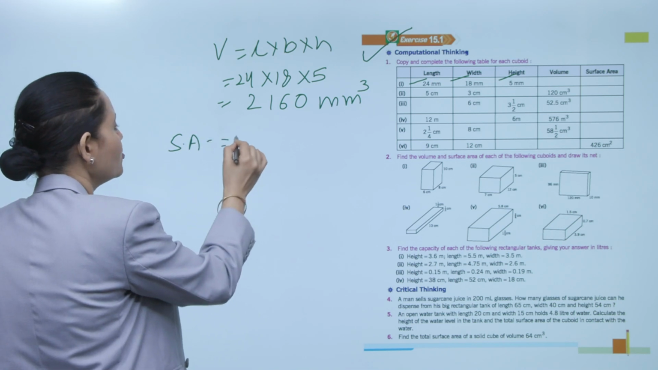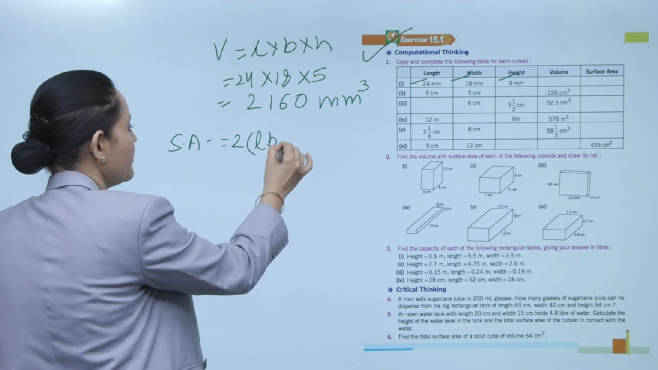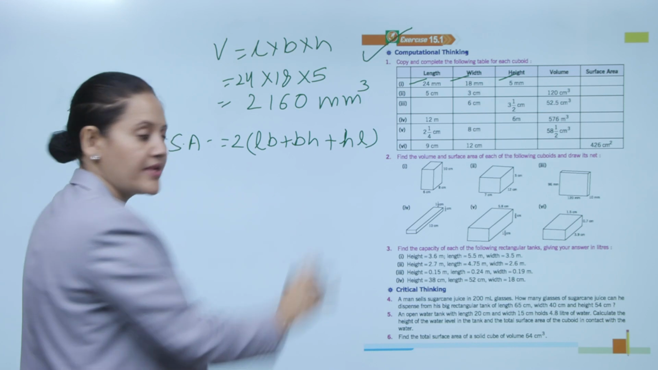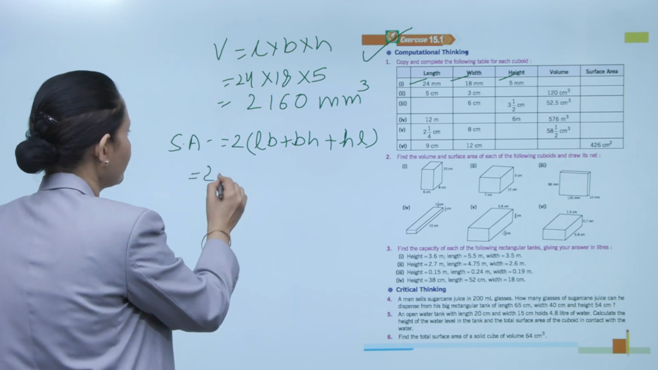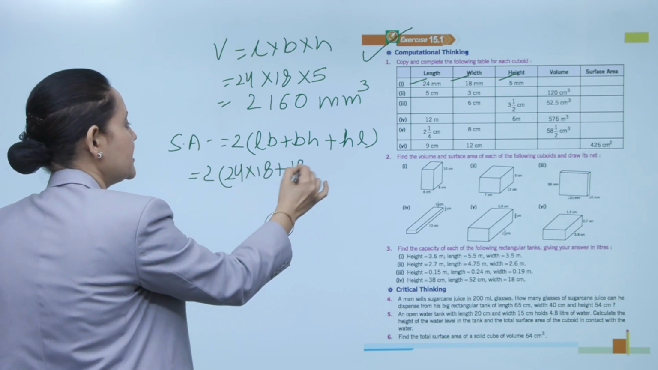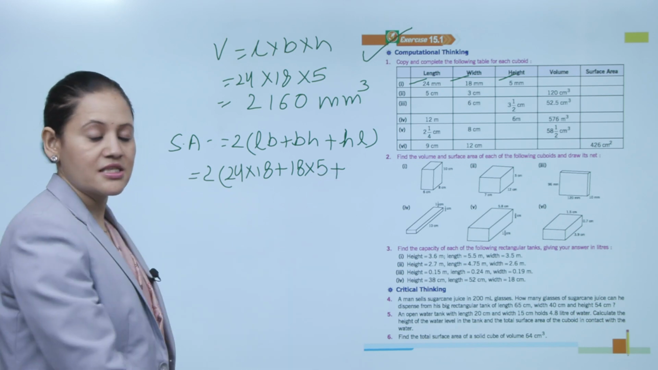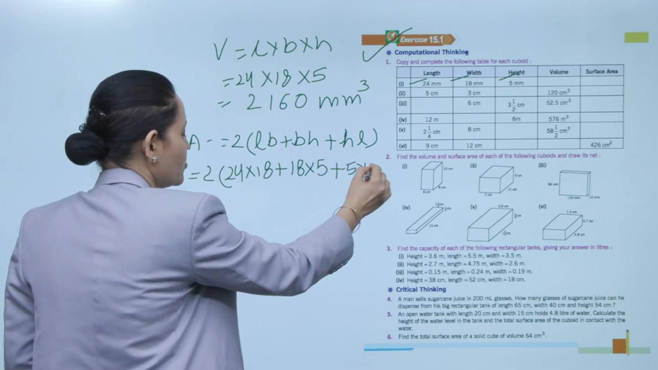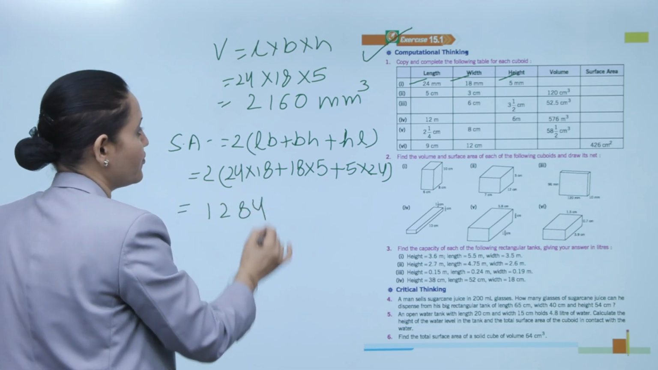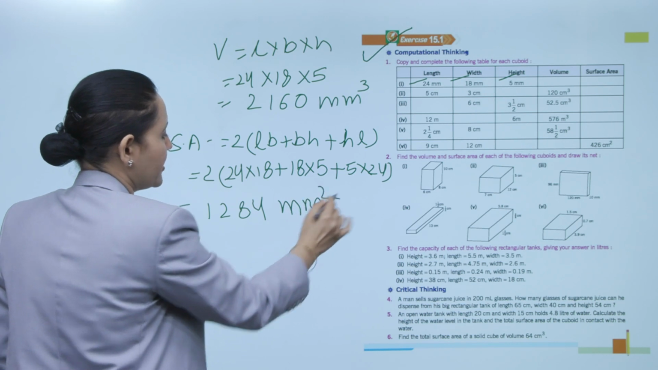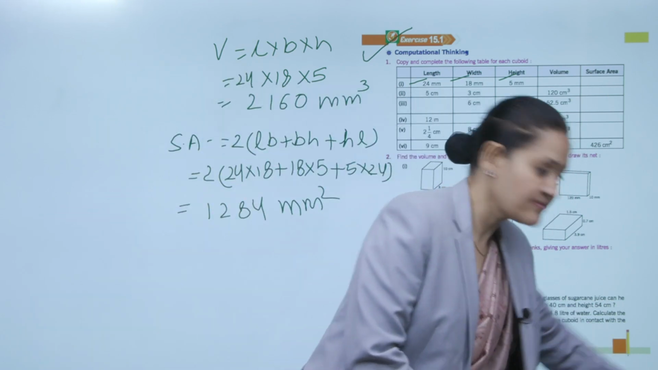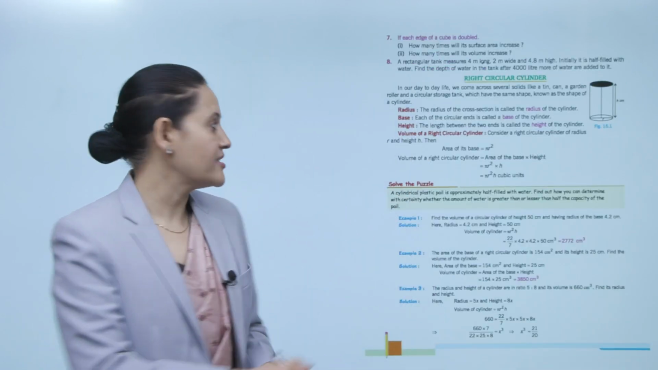Surface area equals 2 into L into B plus B into H plus H into L. Clear? Now we'll put the values. 24 into 18 plus 18 into 5 plus 5 into 24, that is equal to 1284 millimeter square. That is the surface area. Clear? Practice all the questions of this exercise. Next is right circular cylinder.